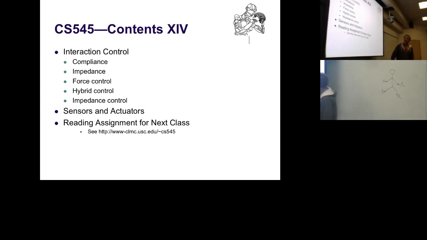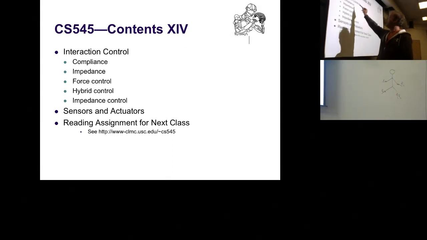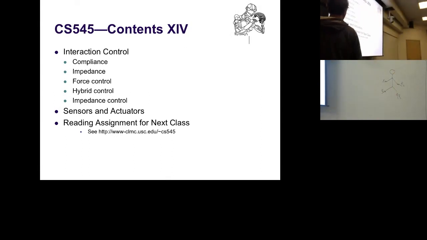All right, so I'm going to talk about all these little things here: compliance, impedance, force control, hybrid control, impedance control. Forget about sensors and actuators. We'll do this the next time. We'll just focus on this peacefully today.